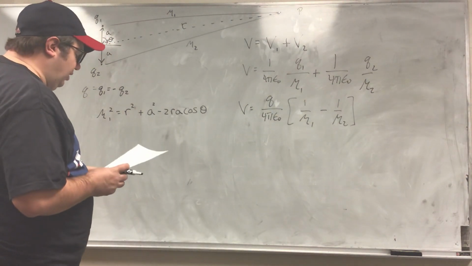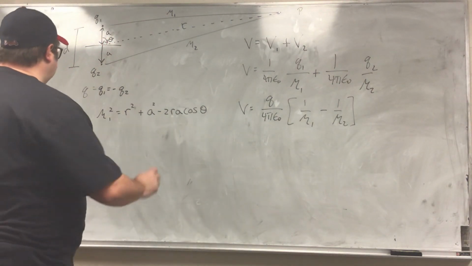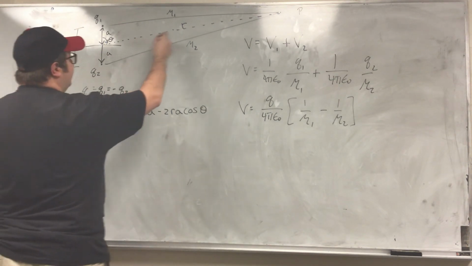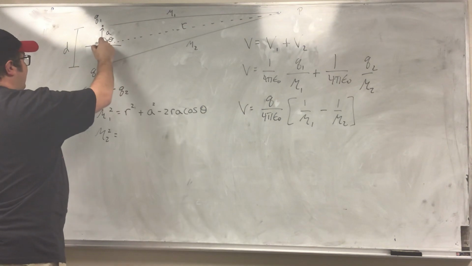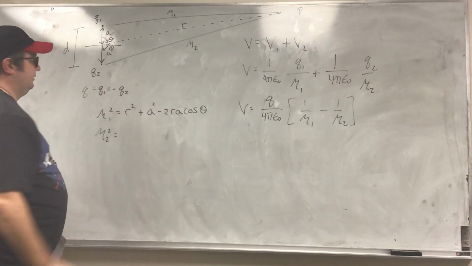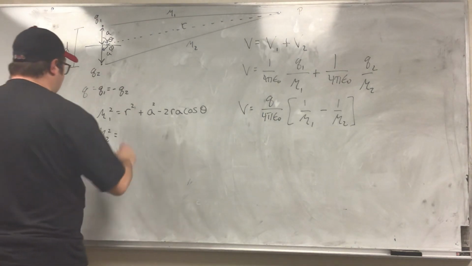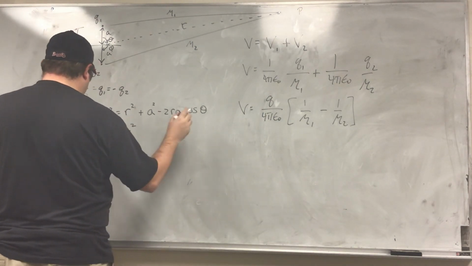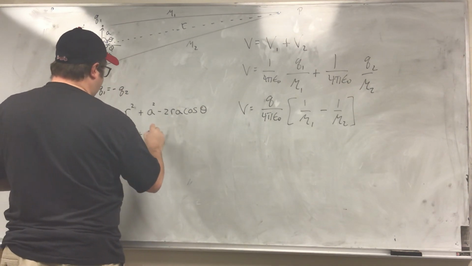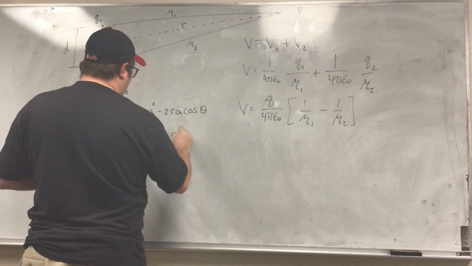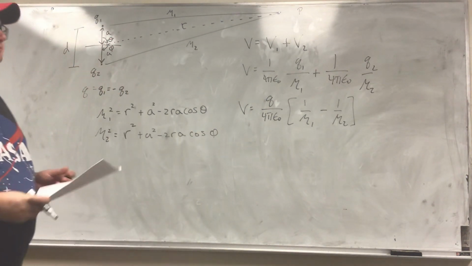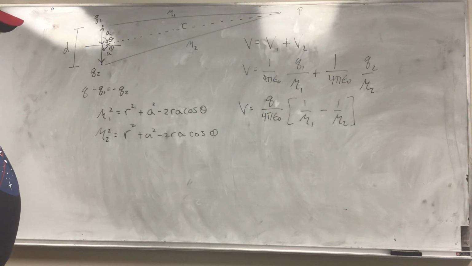Okay, and what would script r2 be? Well, script r2 squared, you're still going to have an r there. Your angle now is going to be this angle right here, right? So you're going to have r squared plus a squared minus 2ra cosine phi. Have that angle there, the cosine phi angle.